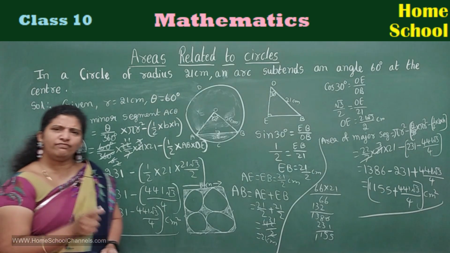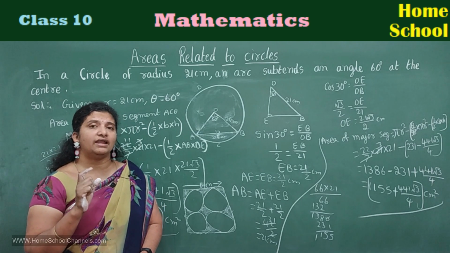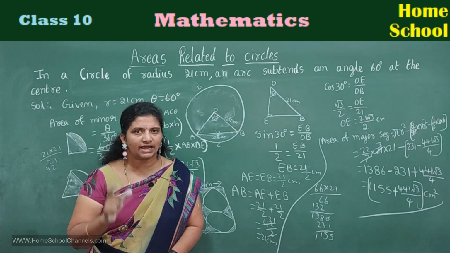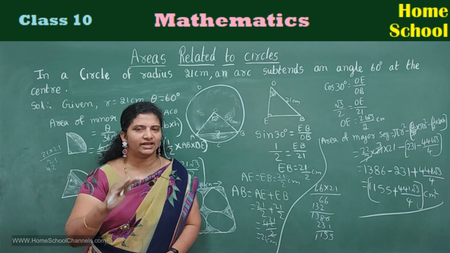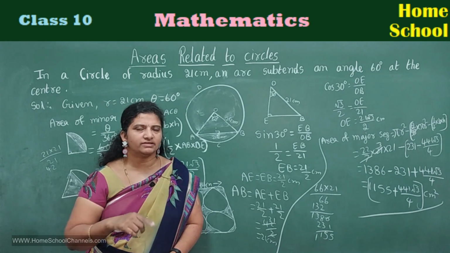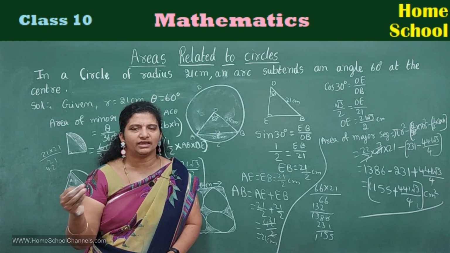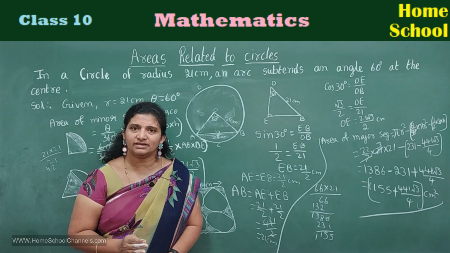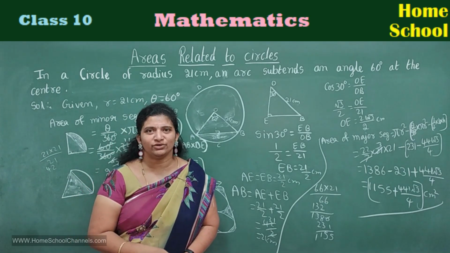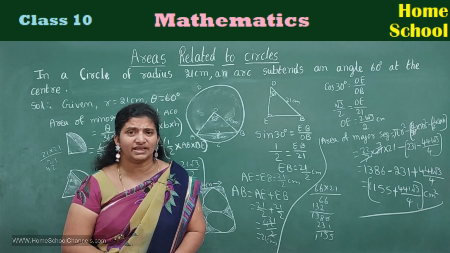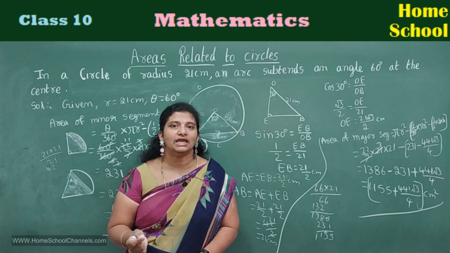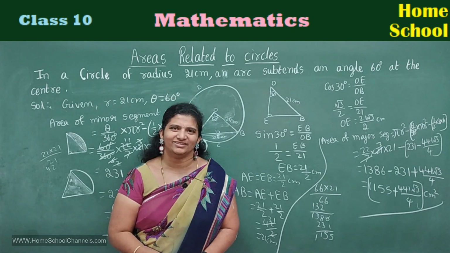Like this, any figure, children, try to understand the figure carefully first, right? If you're able to understand the figure, okay, this is a shaded region, I need to calculate how I'm going to get, what shape I can see, if I remove which part I can get this shaded region. Like this, if you're able to understand, then it will be very easy for you. Areas related to circles is very easy when you remember the formula and understand the figure, imagine the figure carefully.